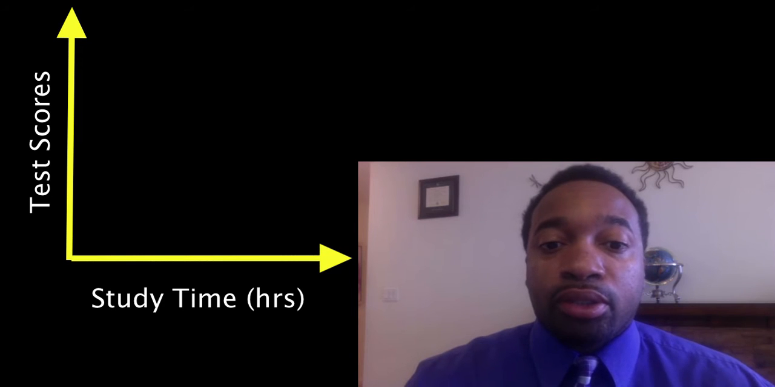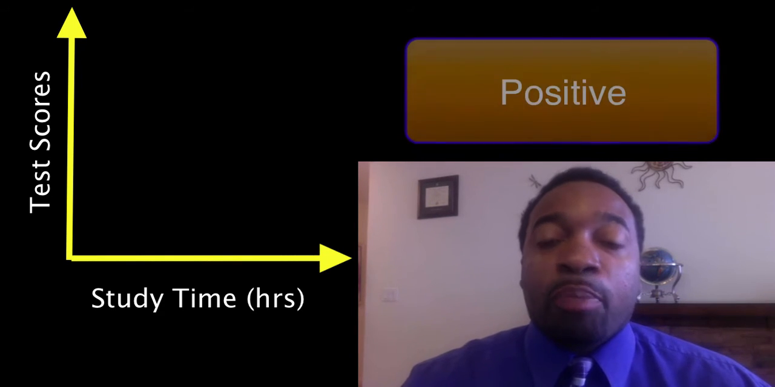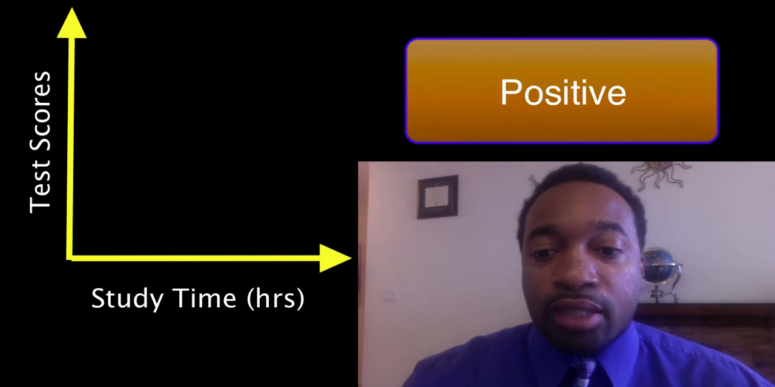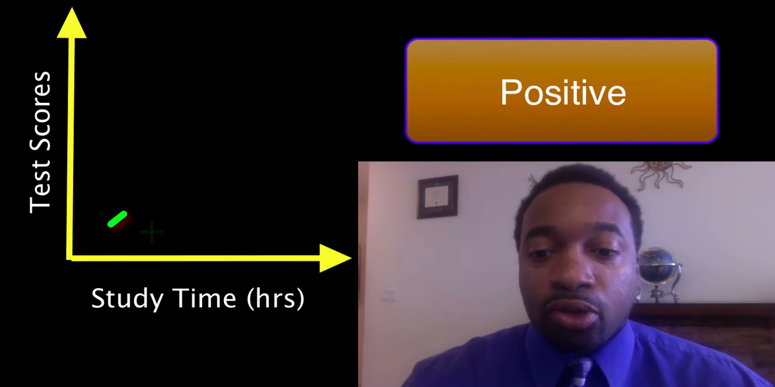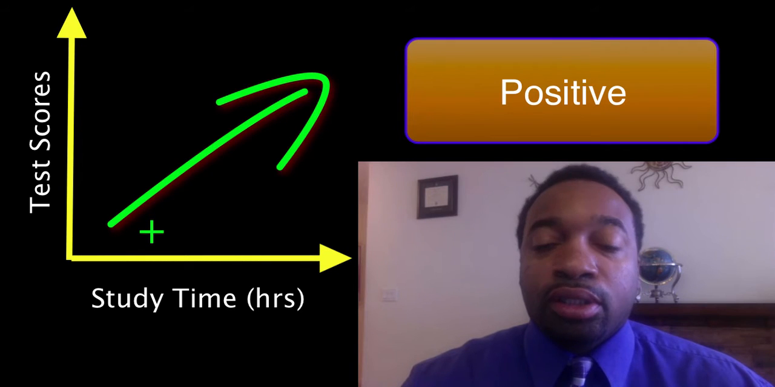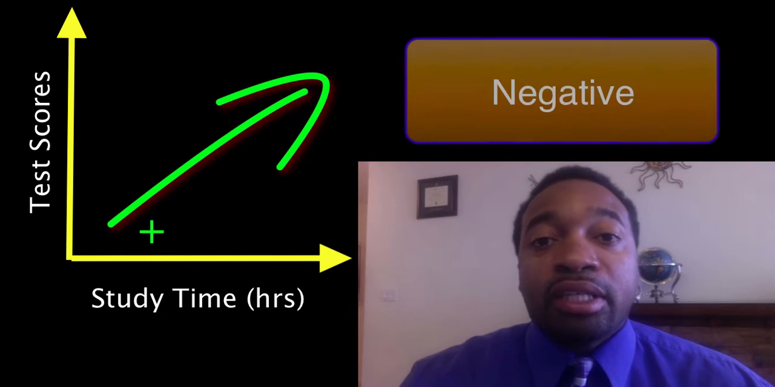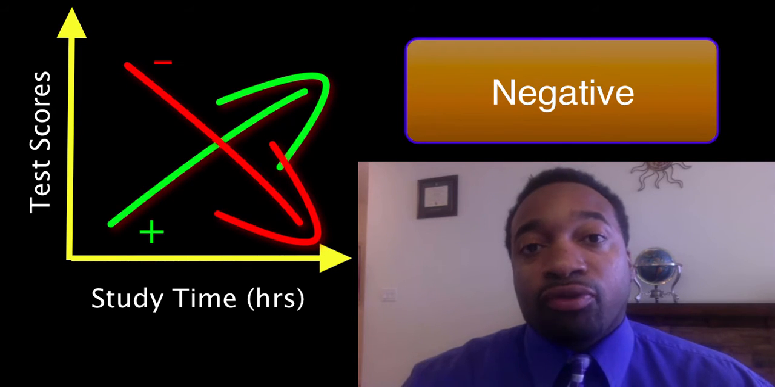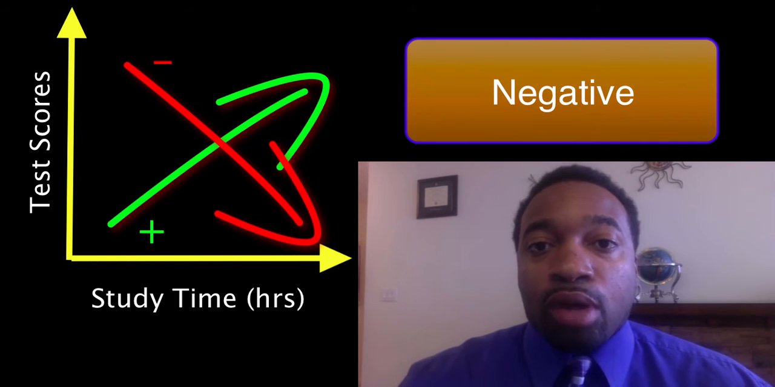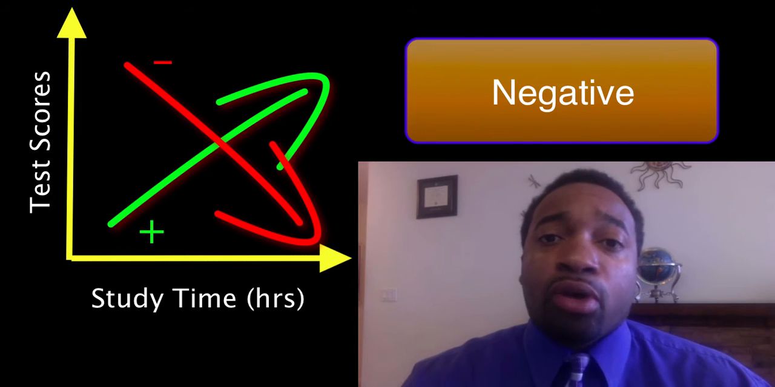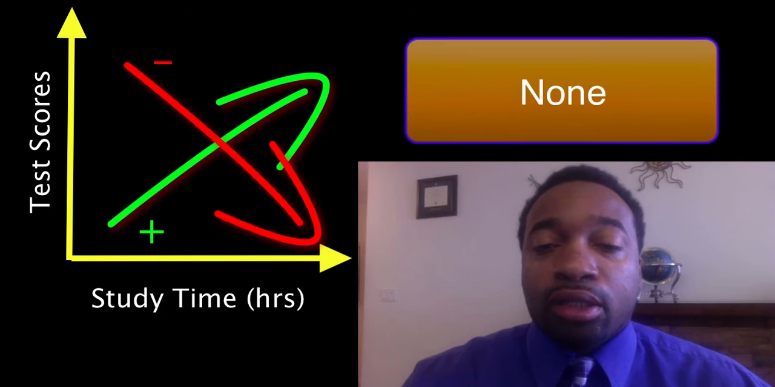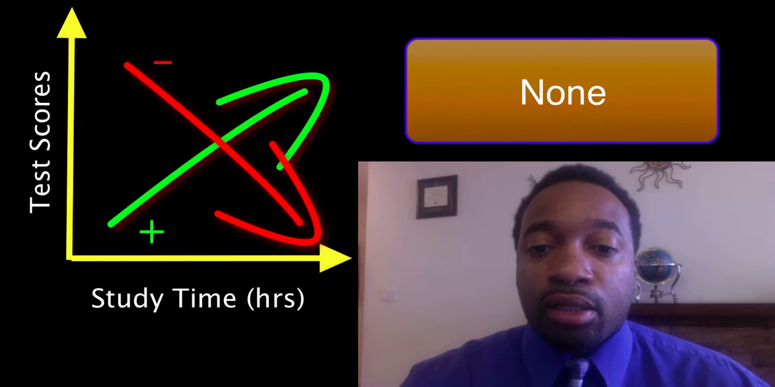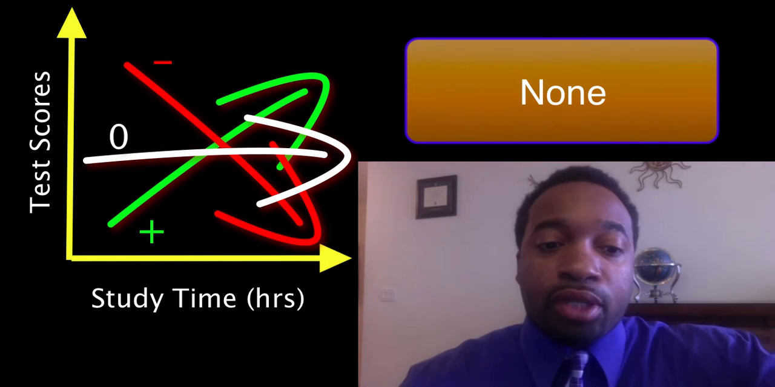There are three possibilities. First possibility is that there's a positive relationship. So as x increases, so does y. So as average study time increases, then test scores increase. Or perhaps there's a negative relationship. As x increases, y decreases, and vice versa. So the more time we study, the test scores drop. Or perhaps there is no connection. So x and y have no connection. So it doesn't matter how much time you study, it will not have an impact on your test scores.